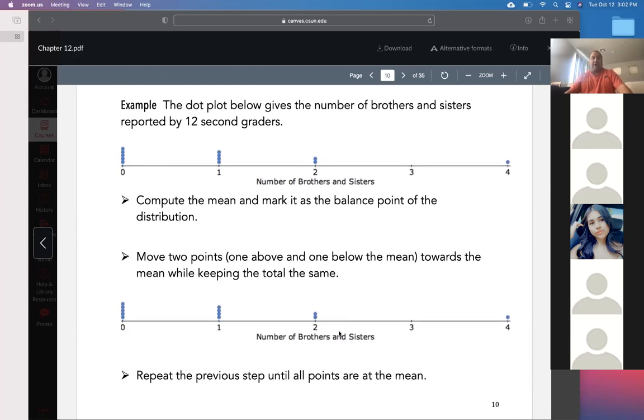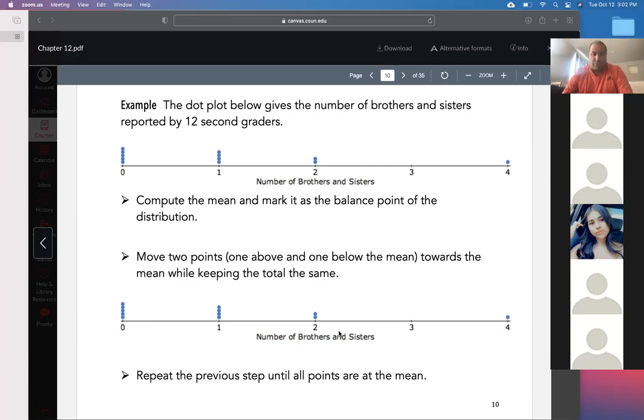Another example: the dot plot below gives the number of brothers and sisters reported by 12 second graders. So we have 5 people who had no brothers or sisters. How lonely. 4 of them had 1, 2 of them had 2, and 1 of them had 4. It says compute the mean and mark it as the balance point of the distribution.